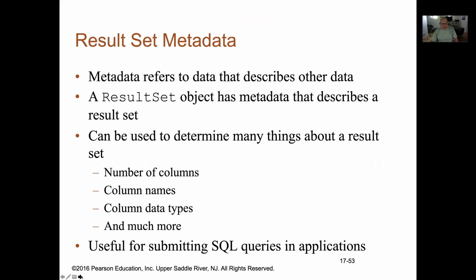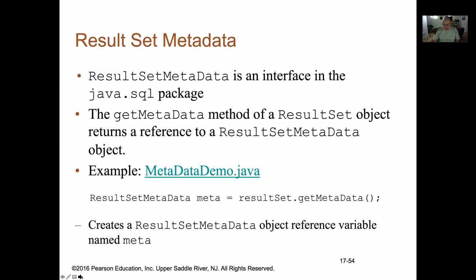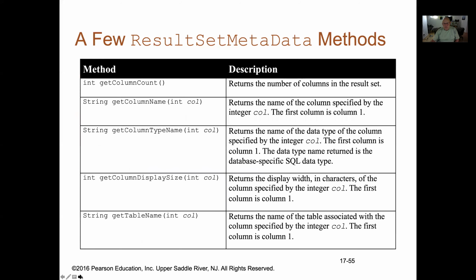So what is metadata? Metadata refers to data that describes other data. A result set object has metadata that describes the result set, and it can be used to determine many things about a result set. This is about result set metadata. It's an interface in the java.sql package. A few ResultSetMetaData methods: int getColumnCount, String getColumnName, String getColumnTypeName, int getColumnDisplaySize, String getTableName.